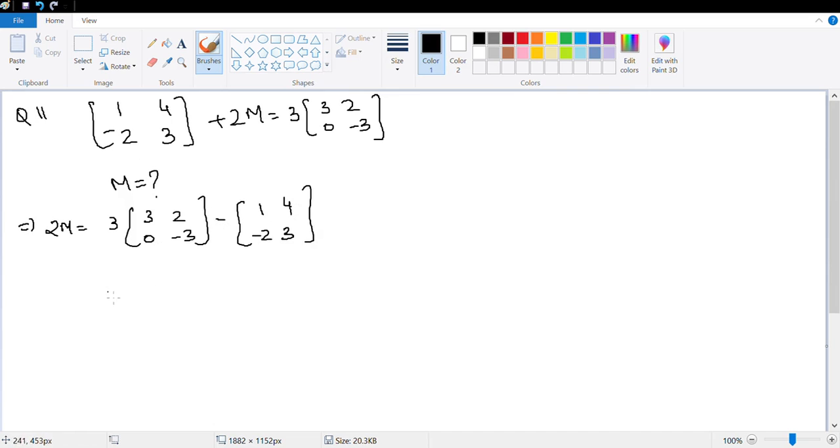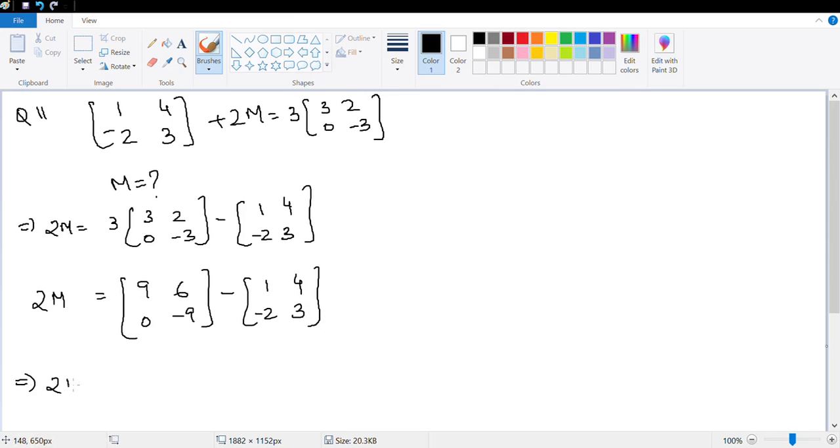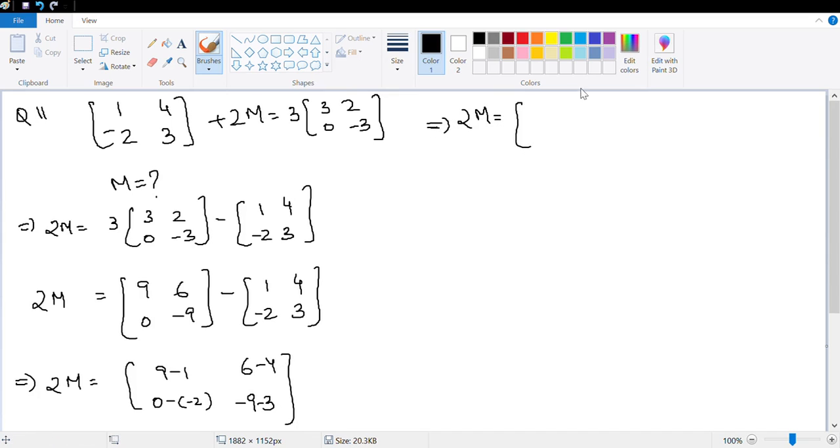So this is it. I multiply 3 into 3, 9, 3 into 2, 6, 3 into 0, 0, 3 into negative 3, negative 9, minus 1, negative 2, 4, 3. This is equal to 2m. Let's subtract. So 9 minus 1, 0 minus negative 2, 6 minus 4, and negative 9 minus 3, which means 2m will be equal to 9 minus 1, 8, 0 plus 2 is 2, 6 minus 4, 2, negative 9 minus 3 is negative 12.